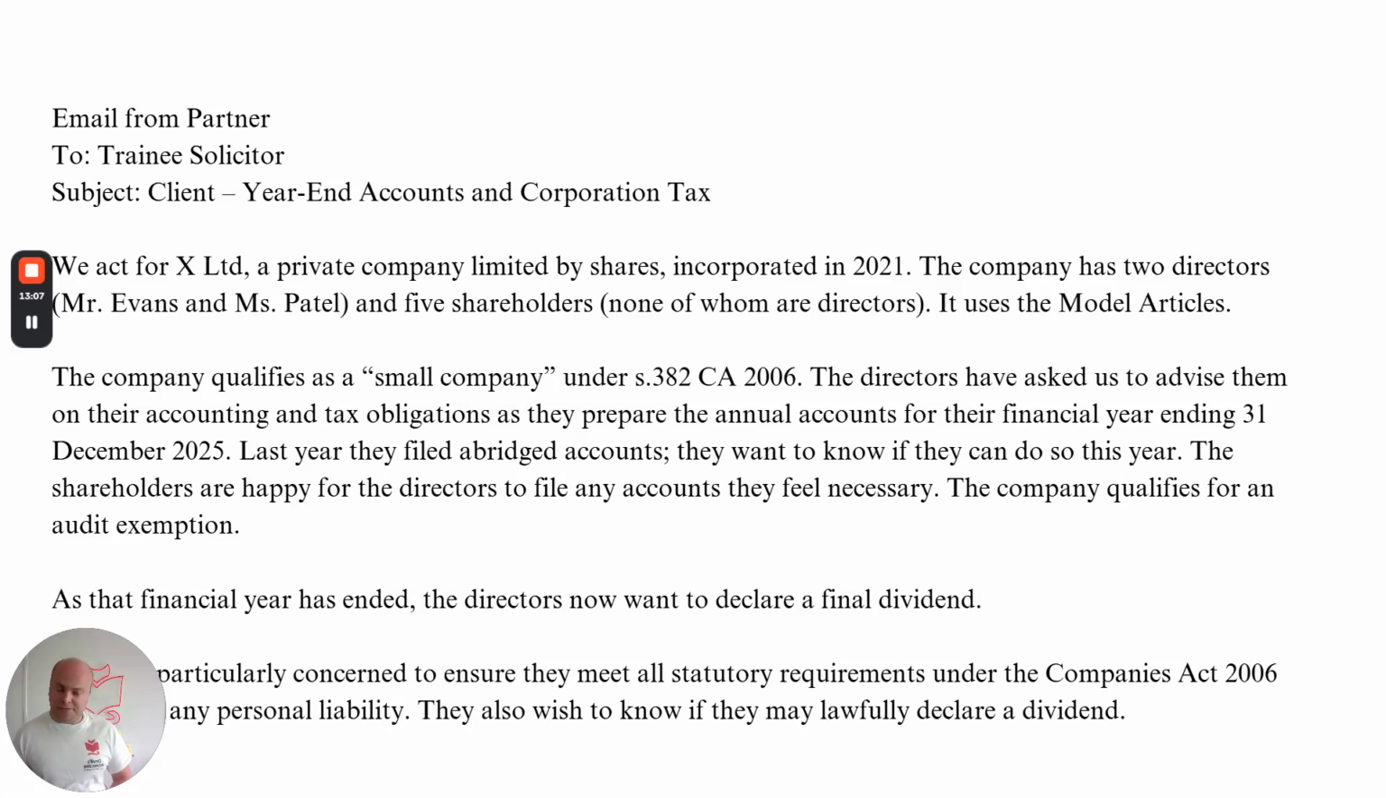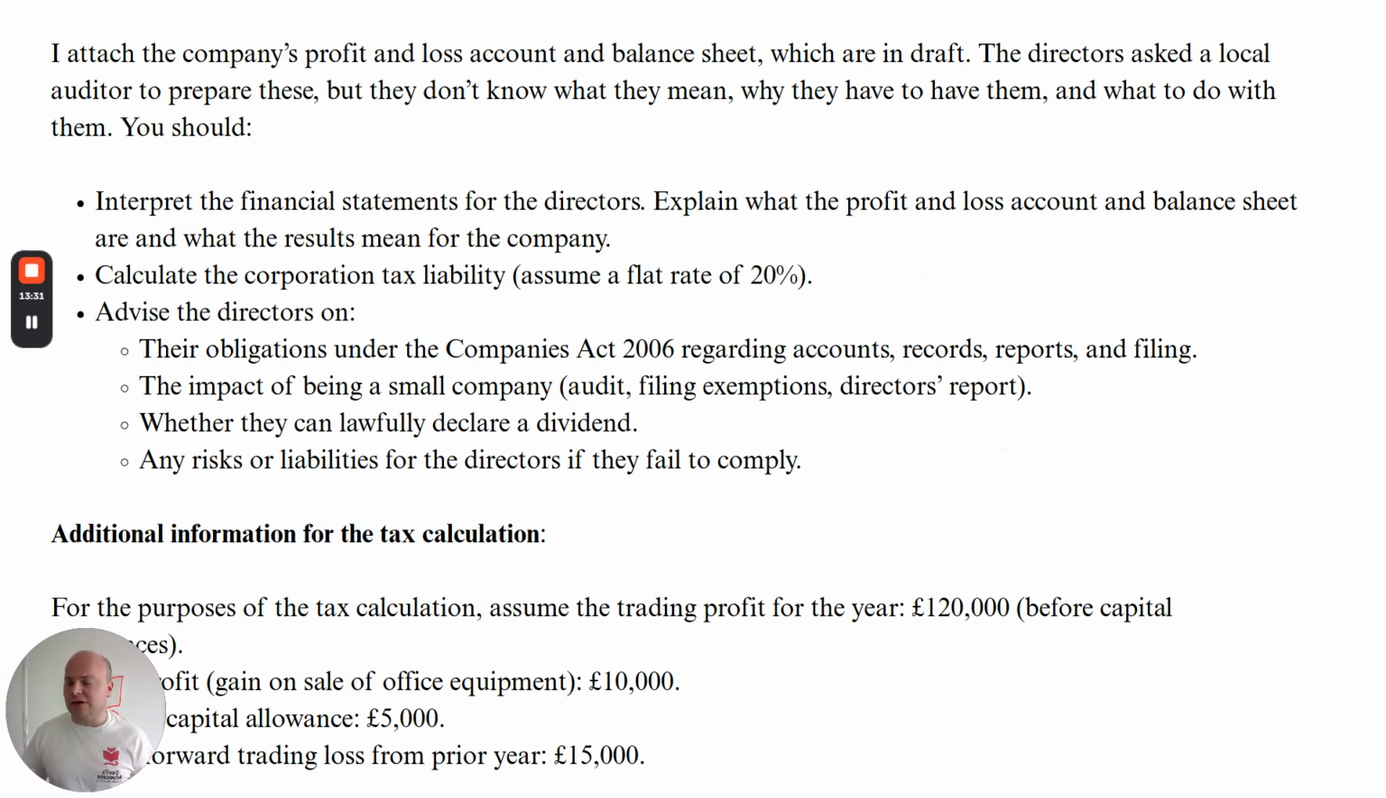Last year, they filed abridged accounts. They want to know if they can do so this year. The shareholders are happy for the directors to file any accounts they feel necessary. The company qualifies for an audit exemption. As that financial year has ended, the directors now want to declare a final dividend. The directors are particularly concerned to ensure they meet all statutory requirements under the Companies Act and avoid any personal liability. They want to know they can lawfully declare a dividend.